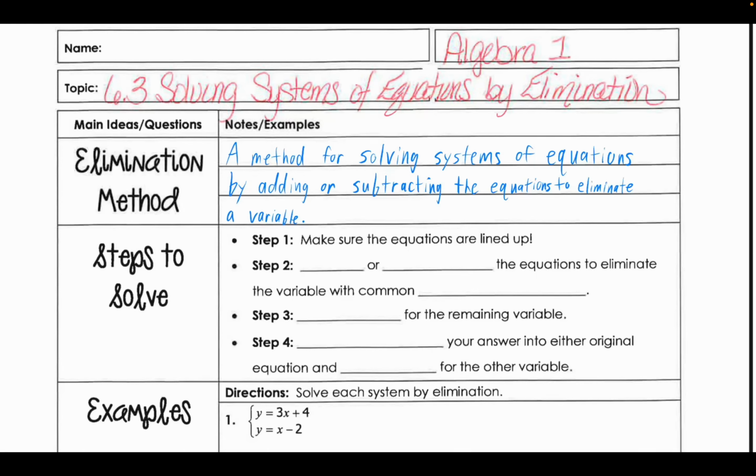Welcome everybody to Algebra 1, Section 6.3, Solving Systems of Equations by Elimination. So let's first talk about what elimination is.